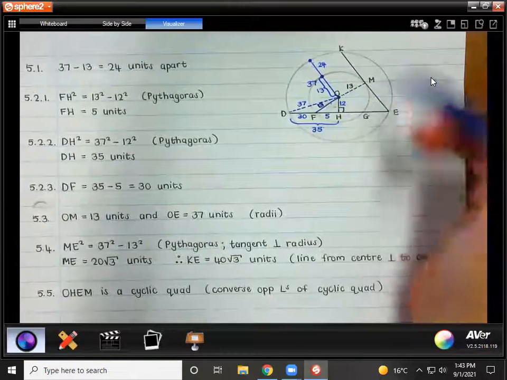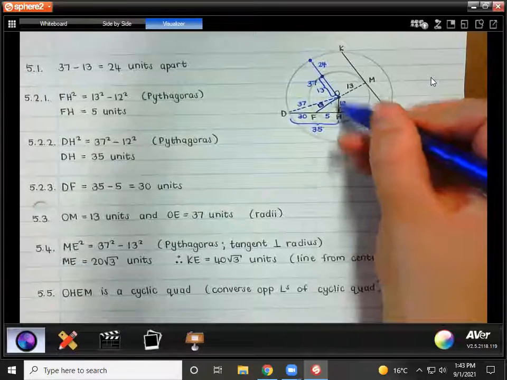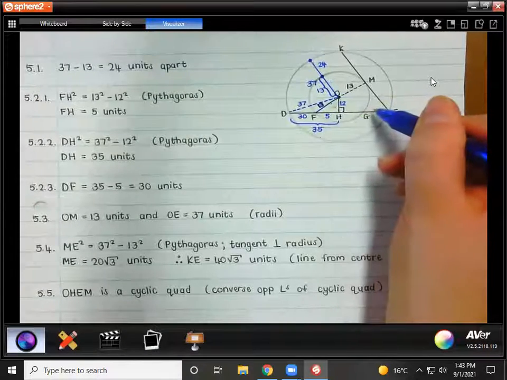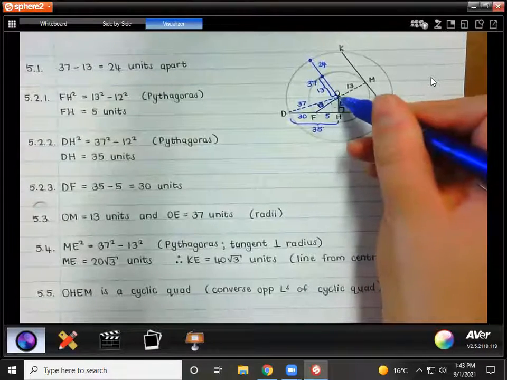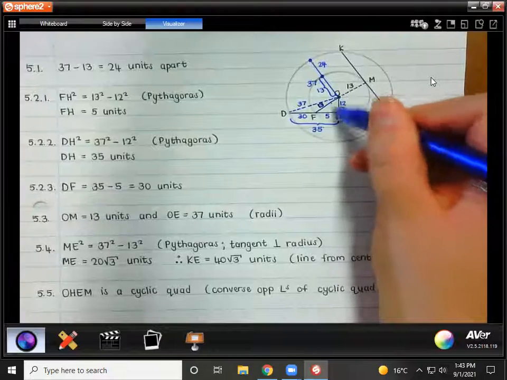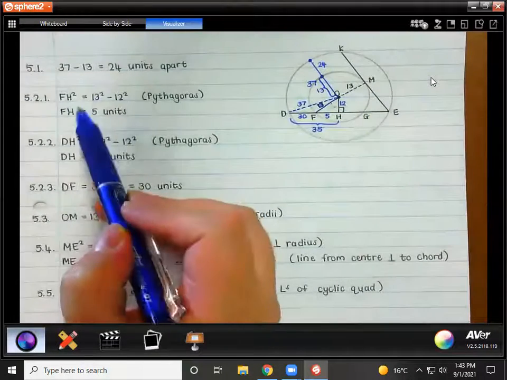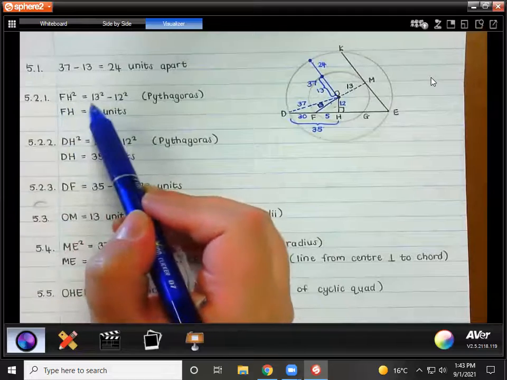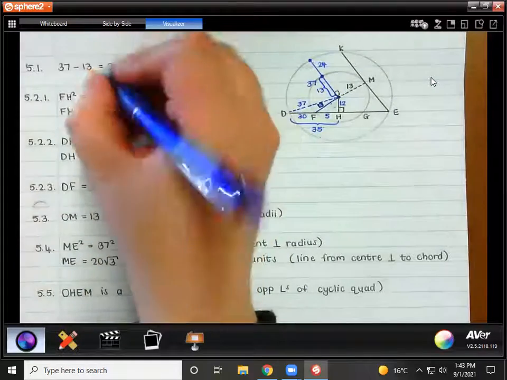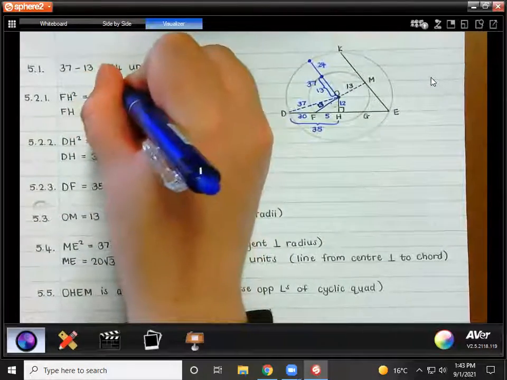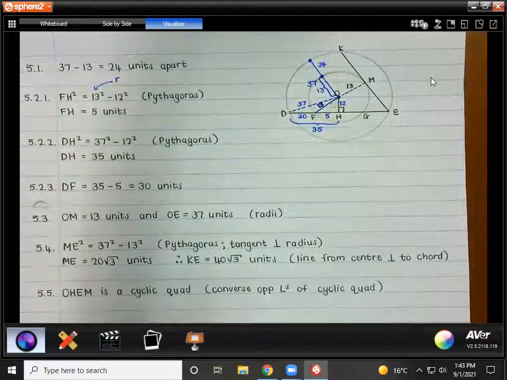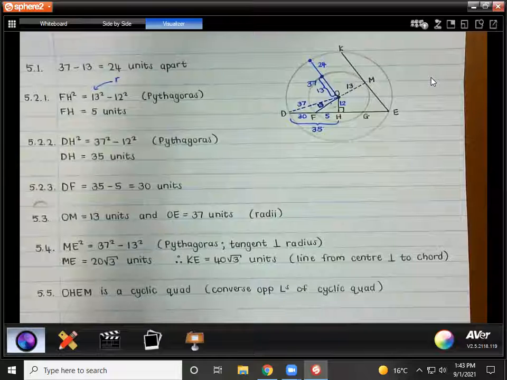We obviously know that OH is perpendicular to FG, so this is a right angle triangle, then we can work with Pythagoras to get FH. So that's what I did there. FH squared is 13 squared, this was the radius, that's where the 13 comes from, minus 12 squared, that's OH, the length that they gave us. You will get 25 as your answer, and then you do the square root of 25, which is FH.